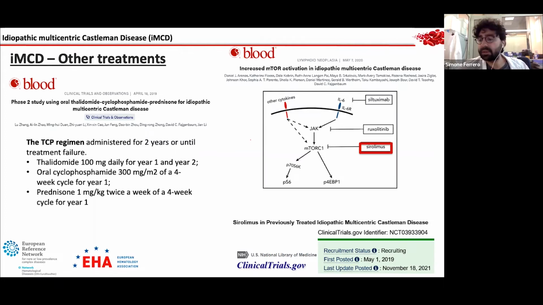And another important drug can be the inhibition of JAK, of the JAK pathway. So ruxolitinib could be in the future a very interesting drug.